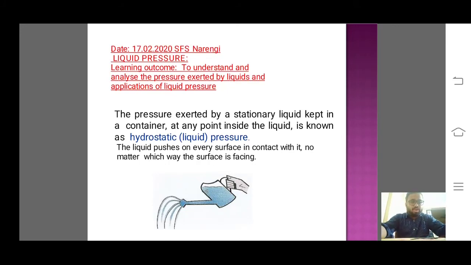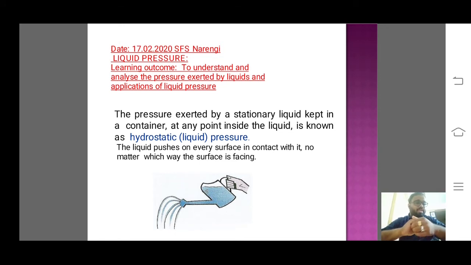In the last class, we discussed the different effects of pressure, and the increasing and decreasing of pressure. So today, 17 December, we are going to discuss liquid pressure: what exactly liquid pressure is, and to understand and analyze the pressure exerted by liquids and the applications of liquid pressure.